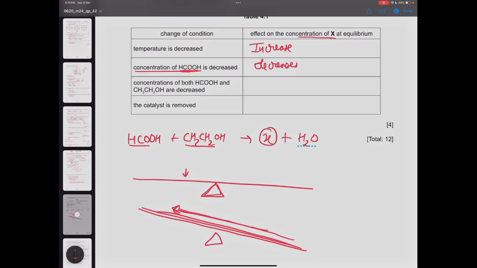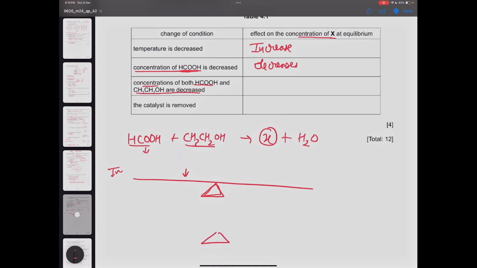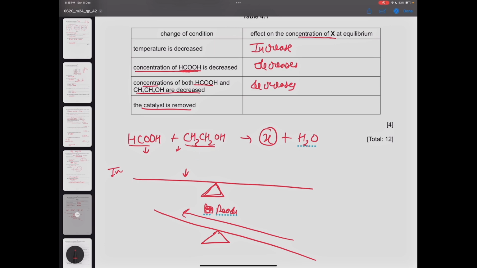Now, concentration of both HCOOH and CH3CH2OH are decreased. Now, the answer will come out to be the same here, but again, let me explain this. So, this is the initial condition. Now, what you're doing is you're making the reactants very light, right? So, again, the products will dominate, products will get heavier, so the balance will start looking like this. Now, in order to balance this, you will go to the backward side again. And if you're going to the backward side, it means you're going towards the reactants. And if you're going towards the reactant, product will decrease. So, decreases. The catalyst is removed. We know that the catalyst does not affect equilibrium, so no change.